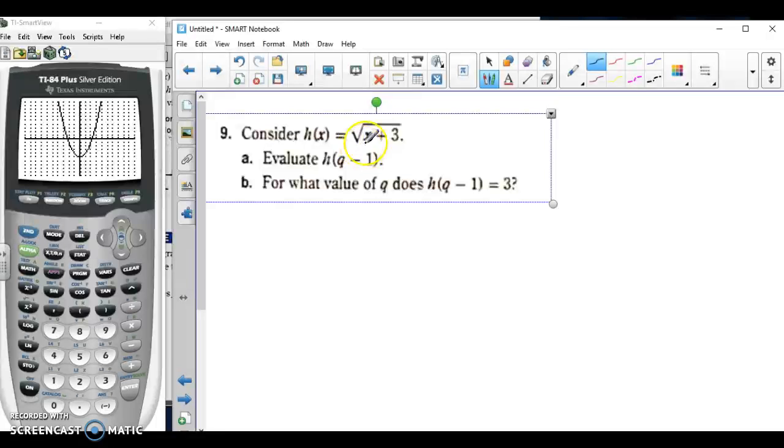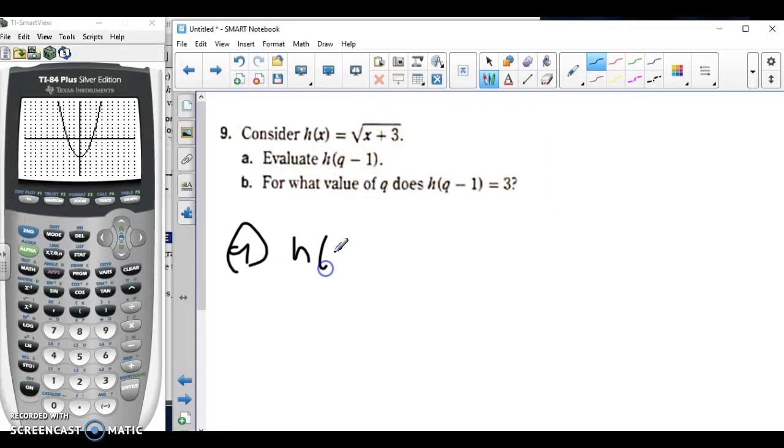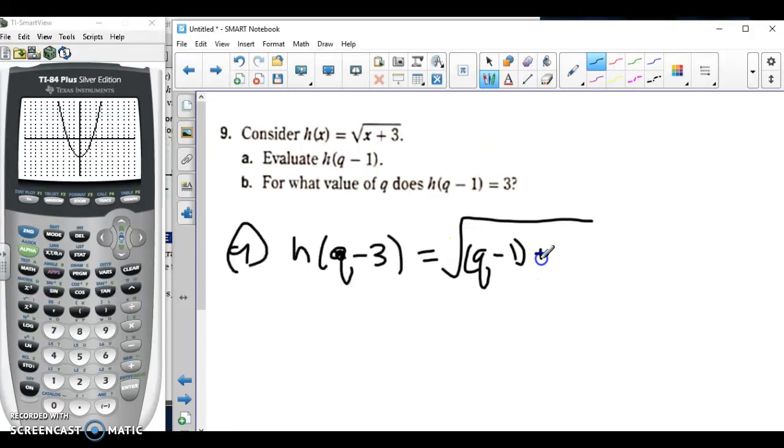All right, 9, consider this. Evaluate H of q minus 1. This is actually a real easy problem. Okay, so H of x plus 3 is just going to be the square root. Wherever you see that x, you're going to plug in q. Okay, you're going to plug in q minus 1 plus 3, and that's just going to be square root of q plus 2. That's it. Because the minus 1 and 3 make q plus 2.